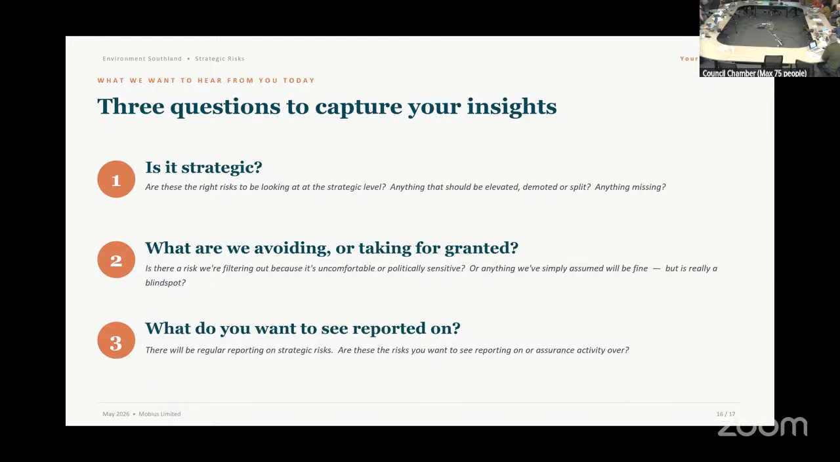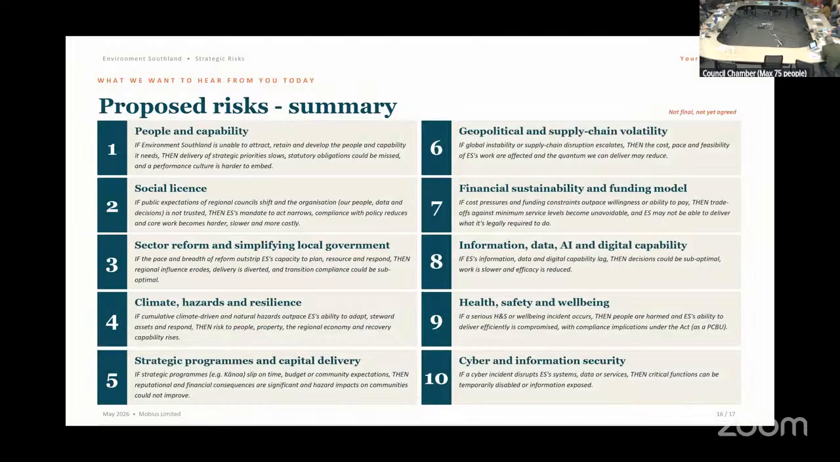And then the third point is what do you want to see reported on? In the future when these come back to you, it'll be a good discussion on what the risks are, but also what the mitigations are, like what activities are happening in council to mitigate the impact of those risks. So if we look at those 10 and think about those things: if it's strategic, is there anything we're taking for granted? Is there anything that's missing? And what do you want to see regularly come to council for discussion?